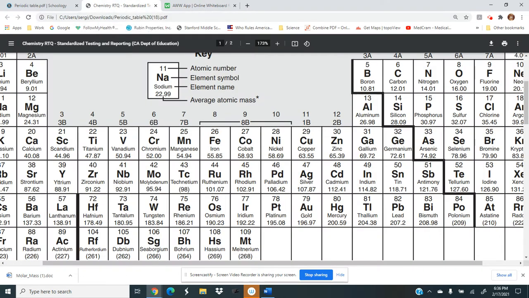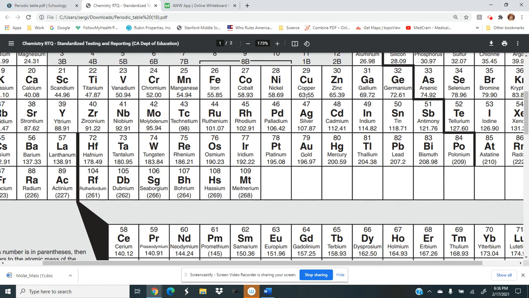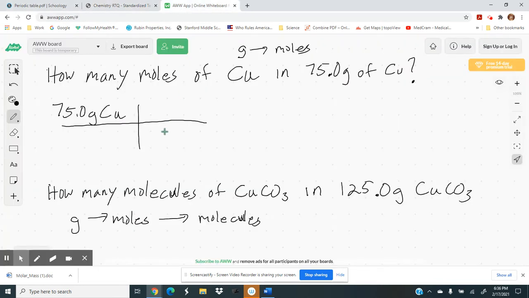If we look for copper, copper's right here. Its atomic mass is 63.55. So that tells us that 1 mole of copper has 63.55 grams. Notice how I put it on the bottom so that the grams of copper will cancel. Remember, the atomic mass tells us how many grams are in 1 mole of copper. So I made my conversion factor. Basically, it's telling me 1 mole of copper is equal to 63.55 grams. Now my grams of copper are going to cancel, and when I do this calculation, it'll leave me with moles. Looks like a little over 1.